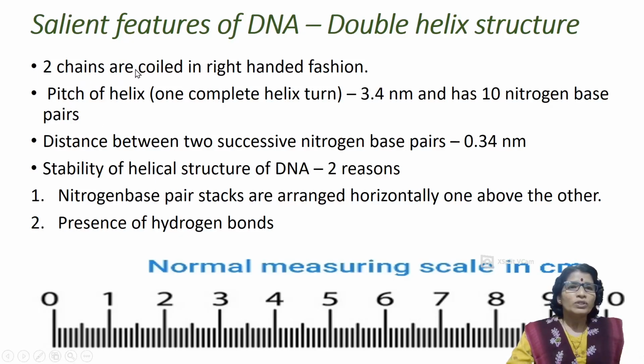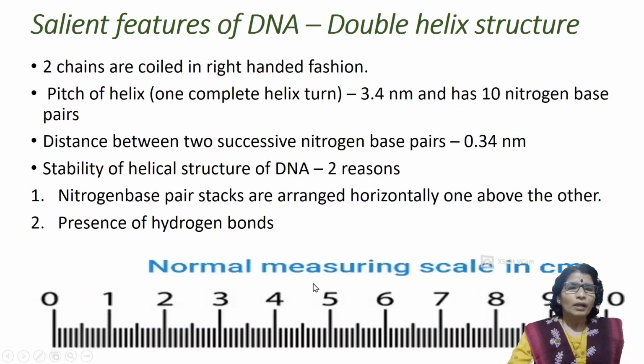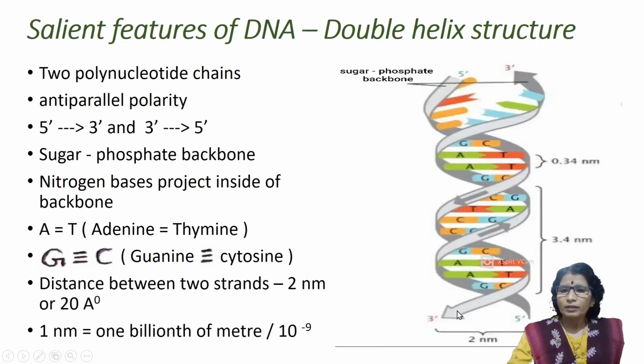Here, the two chains are coiled in a right-handed fashion. I already taught you that these two strands always coil towards the right-handed side. And the pitch of the helix: pitch of the helix means one complete helix. See here, from here to here, this coil circles in this way and is completed here. From this region to this region is one complete cycle, one complete coil.